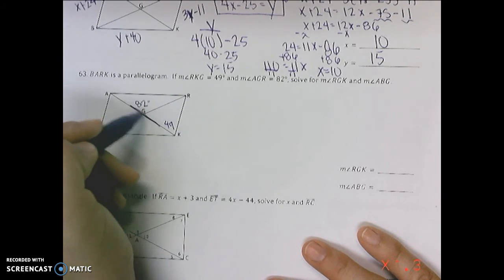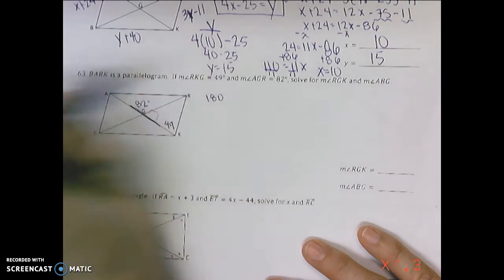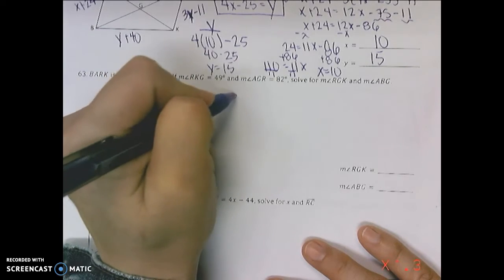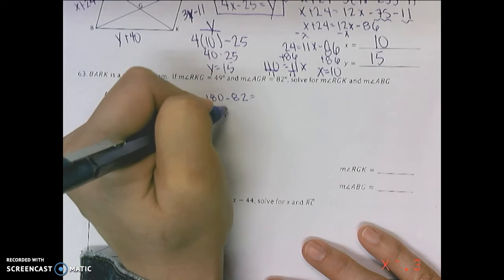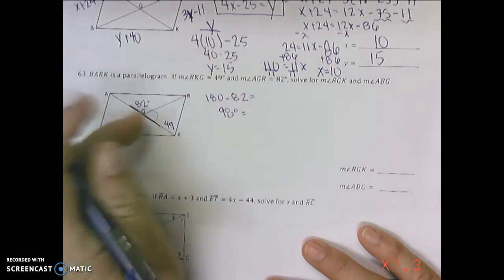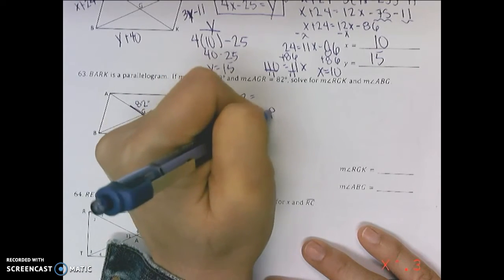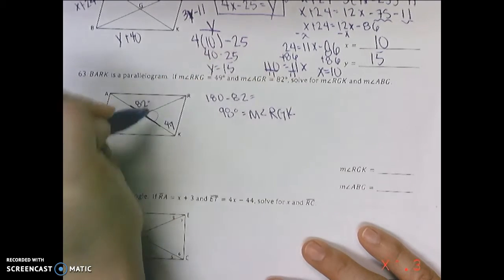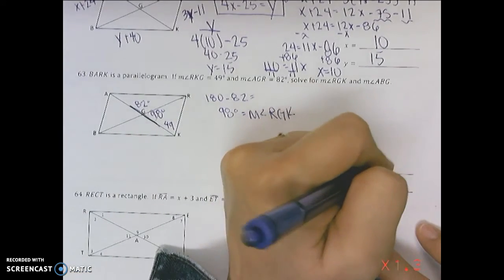All right, what I'm going to look at is this right here. This angle and this angle are a linear pair. So I'm going to do 180, a line, minus 82. And that's going to give me 98 degrees, which is the measure of RGK. So right here, I now know that this is 98 degrees, RGK, 98 degrees.